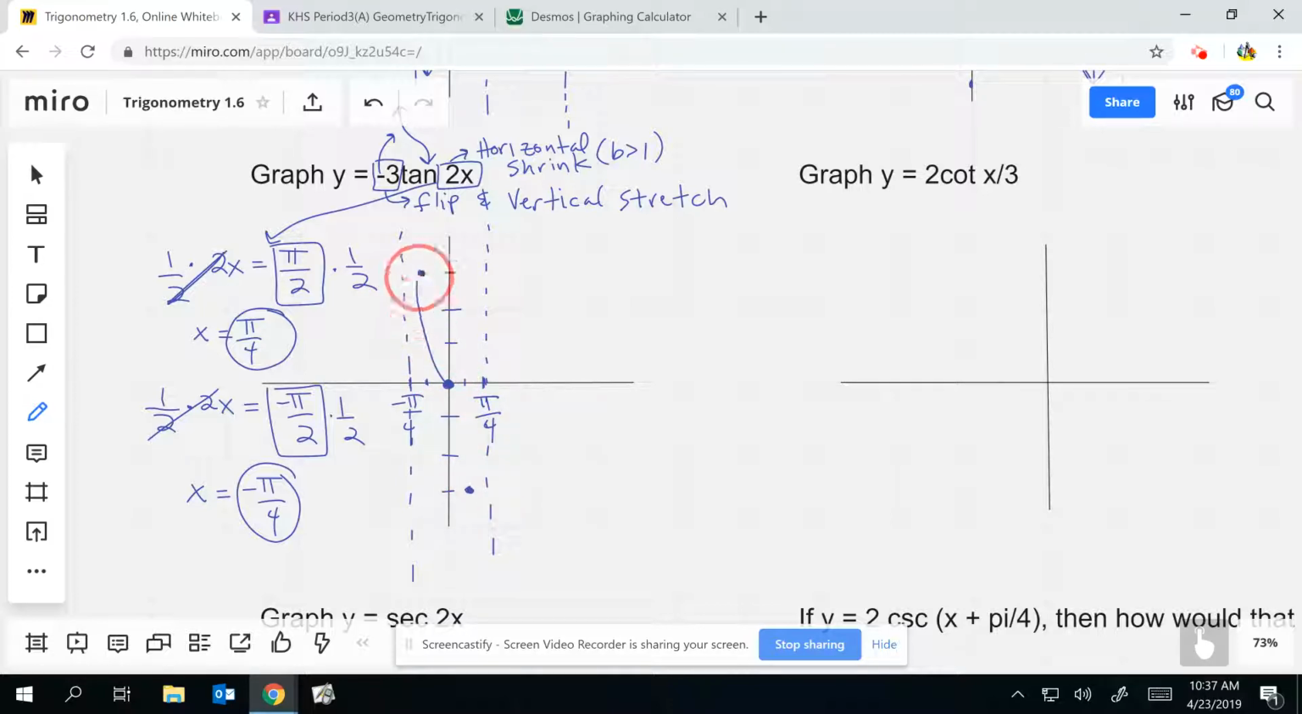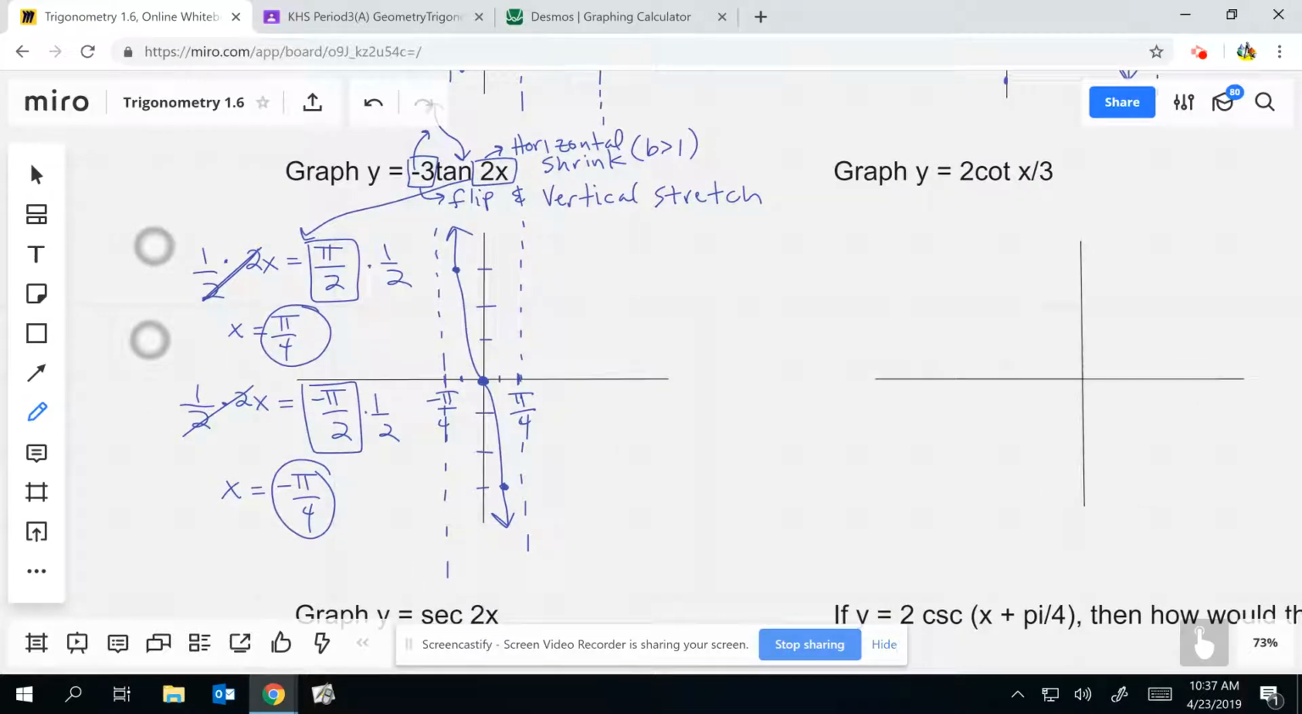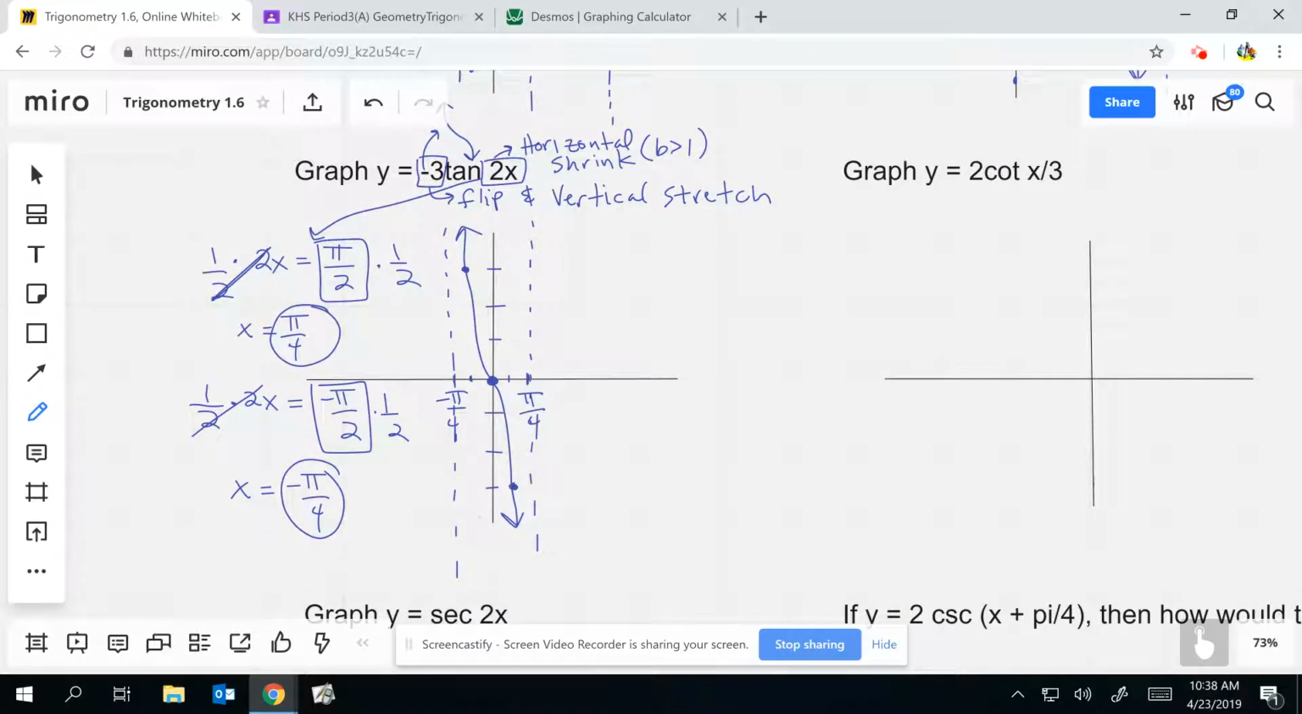So you're going to go up on the left and down on the right. So it is a very skinny graph because it got stretched and shrunk both. So very skinny graph there for the tan. But when we look at the chart, you see that there's undefined values on tangent. You can't graph those. You have to find your dotted lines. You have to find out where they are.